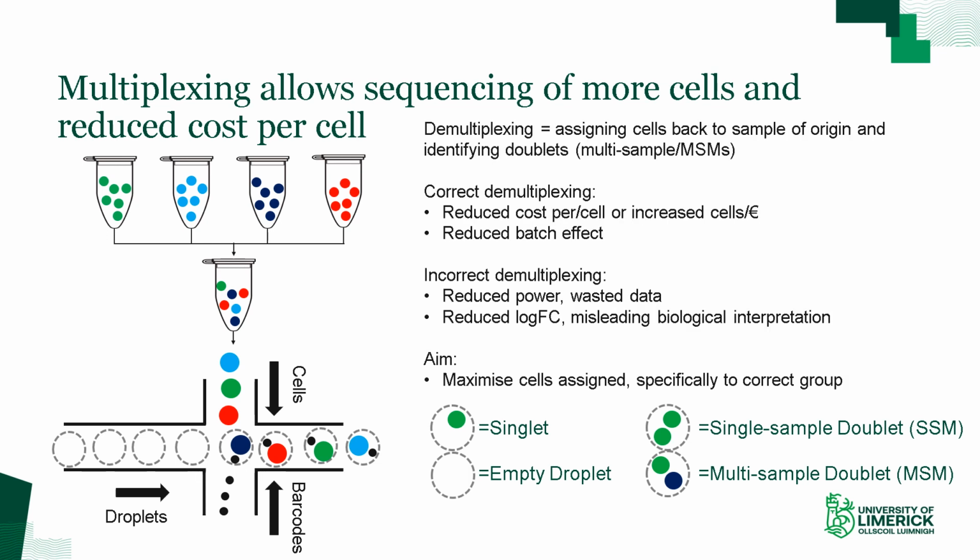So demultiplexing then is the assignment of cells back to the original sample and the identifying of doublets, specifically these multi-sample doublets. If we demultiplex correctly, we get a reduced cost per cell, or alternatively we can sequence more cells for the same budget. We'll also get some reduction in batch effects. However, if we don't demultiplex correctly, we'll get a reduced statistical power, wasted data, a reduction in log fold change when looking at differential expression, and in the worst case scenario, misleading biological interpretation. So our aim is to maximize the number of cells we can assign, specifically to the correct group.